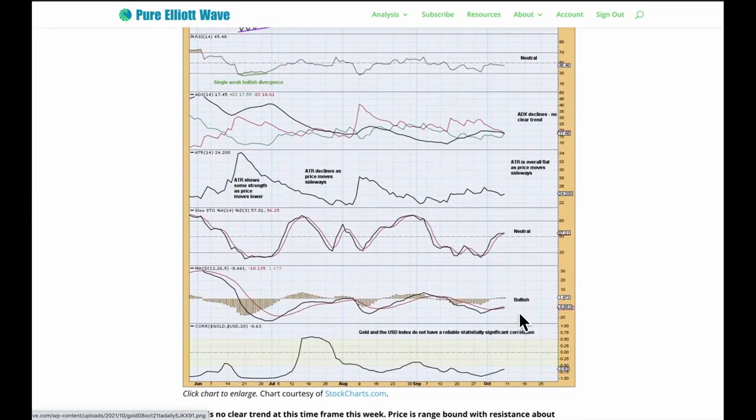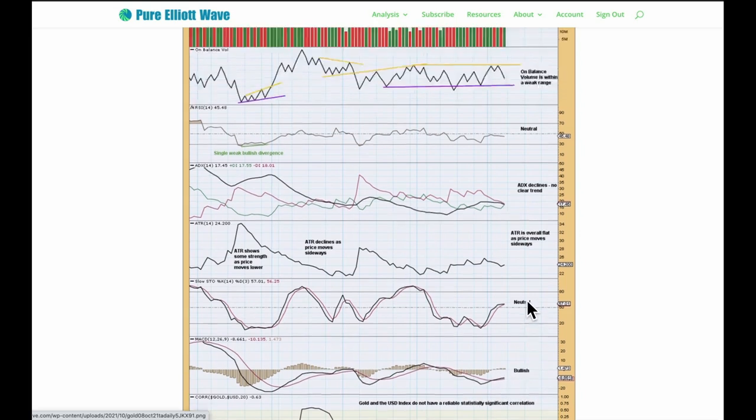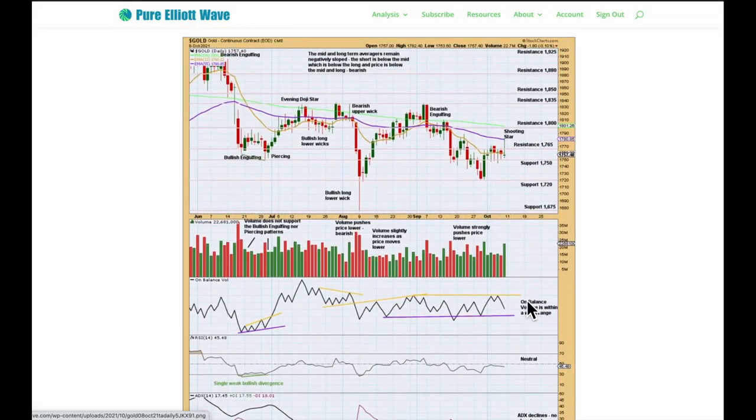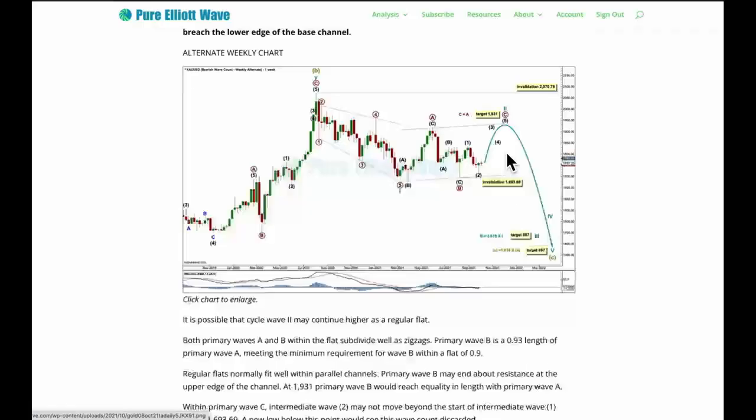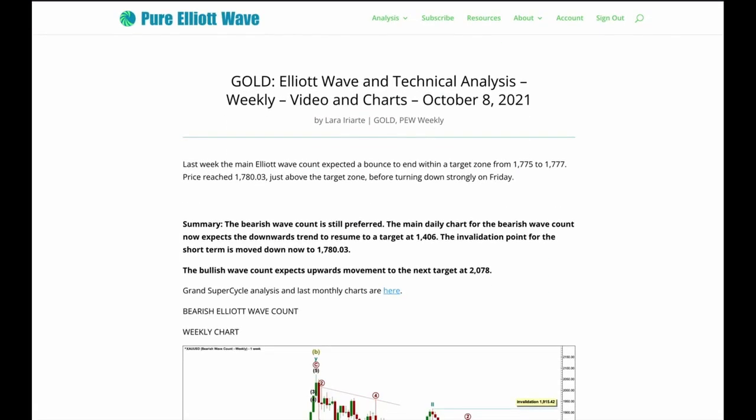Stochastics neutral. MACD bullish but not fully so. The shorter term line is crossed above the smoothed line, so this is a bullish look, but it's below the zero line, so not fully bullish. Overall, this chart is pretty neutral with a slightly bearish bias. For the very short term, I would be expecting at least a little bit more downward movement following the shooting star for Friday. That's all from me this week with your gold analysis.